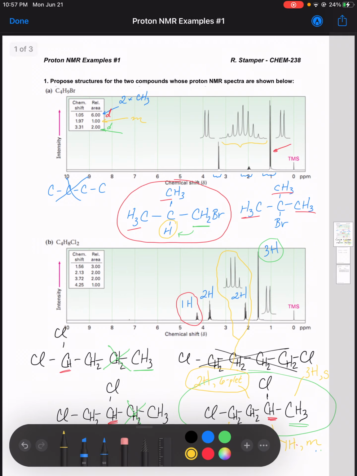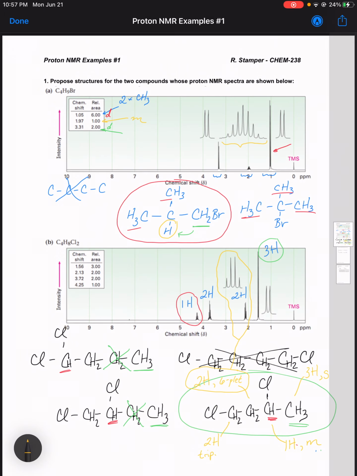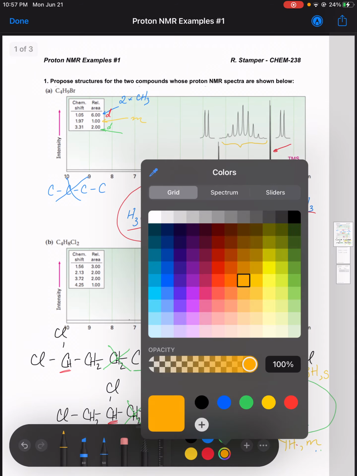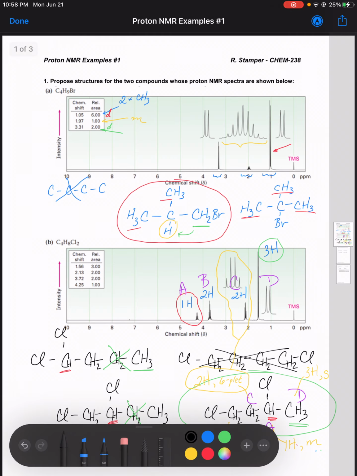And if I were to label things, I'm running out of colors here, so let's go with orange. If I were to label things based on which signal is which, or maybe orange is too similar to what I just did. Let's go with purple. What I would say is my 1 hydrogen peak is going to be right there. The 2 hydrogen peak right next to it would be the one that's connected also to a chlorine. The other 2 hydrogen peak is going to be the one in the middle. And the 3 hydrogen peak, of course, is my methyl group. So that one's a little bit tricky, but there's only one structure that fits. The only discrepancy is that 4 versus 6.